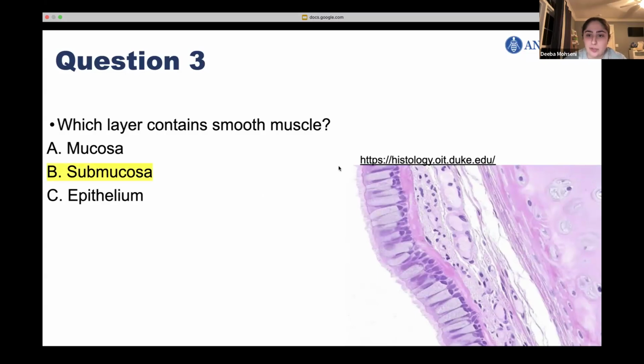And that would be the submucosa. The submucosa is this right here, and as you can see, it has the smooth muscle that you have learned about in previous lectures. And then you can see again here is your hyaline cartilage. You have this glassy substance in the background with your little cells.